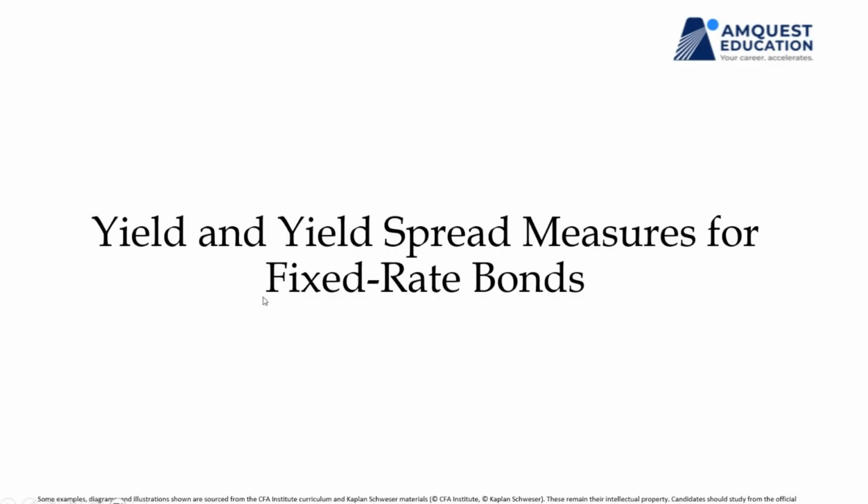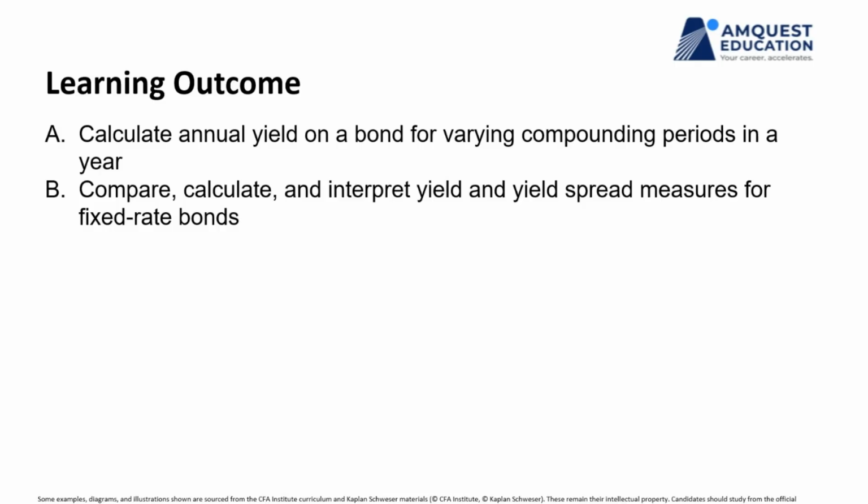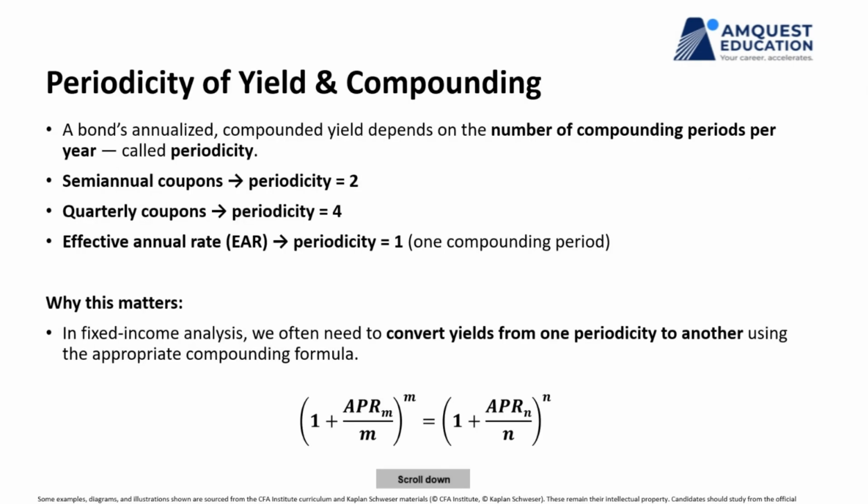Actually, perfect. So we are getting into yield and yield spread measures for fixed rate bonds. Now, the outcome is to calculate different types of yield and interpret those yields largely from a fixed income perspective. What are the different types and ways of calculating and interpreting these yield measures?